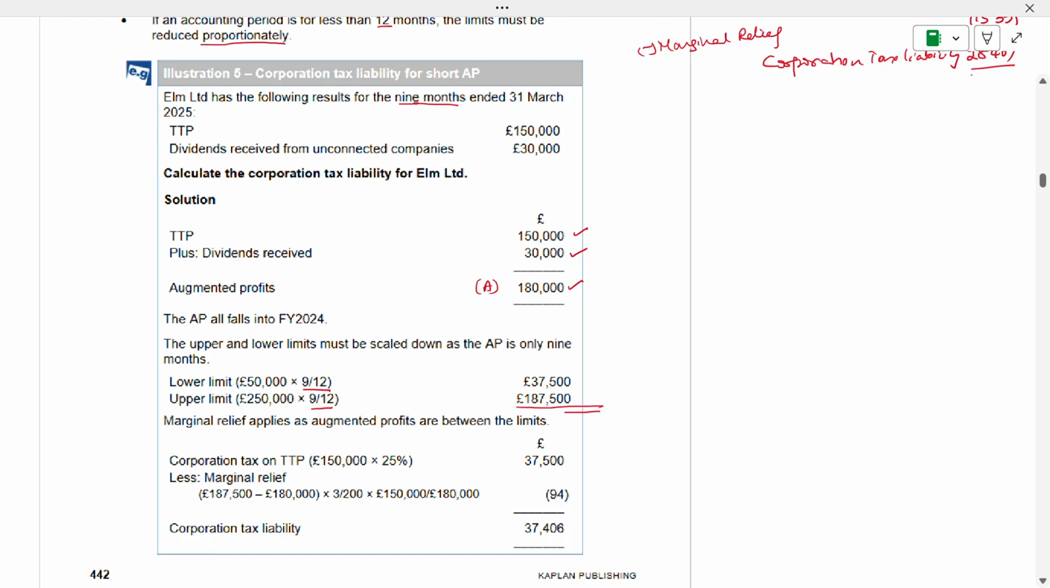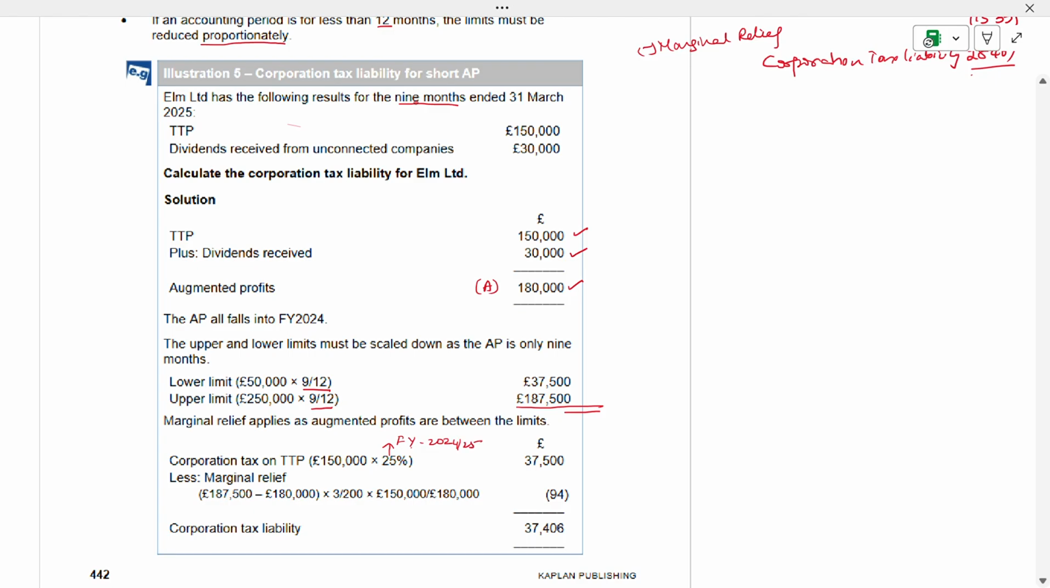30. Augmented profits is how much? It is only for 9 months. Keep it in mind. Then automatically the upper limit and lower limit will be for 9 months only. Upper limit is 37, lower limit is 180. Are you clear till now? Is it okay? Yes, sir.